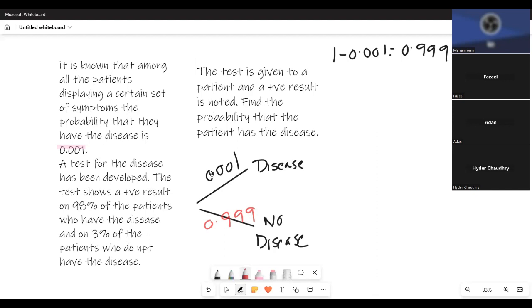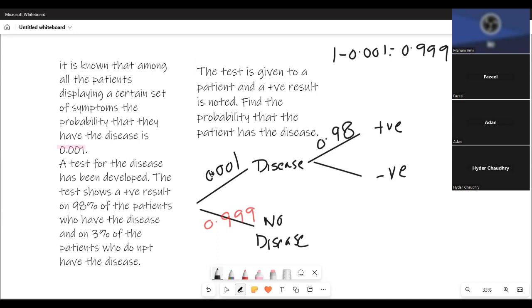A test for the disease has been developed. The test shows a positive result on 98% of the patients who have the disease. तो ये वो पेशेंट है जिसको डिजीज है. तो अब पॉजिटिव रिजल्ट आएगा 98% of the time. That means probability of 0.98. That means इस पेशेंट का नेगेटिव रिजल्ट आने का चांस है 1 - 0.98 which is 0.02. तो ये खुद से एंटर कर दिया. ओके.